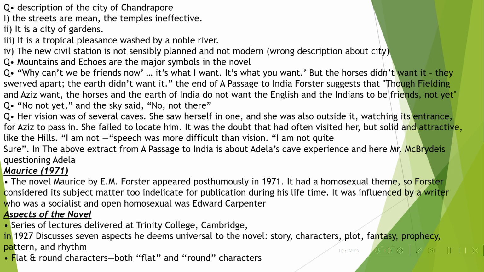So he mentions seven aspects: story, character, plot, fantasy, prophecy, pattern, rhythm. Okay. And he also talks about characters such as flat character or round character. A flat character means the one who does not change in his life, the character who remains the same throughout the novel, and the round character is the one who changes and develops into a better human being while the novel progresses. Okay. So that's it for today.